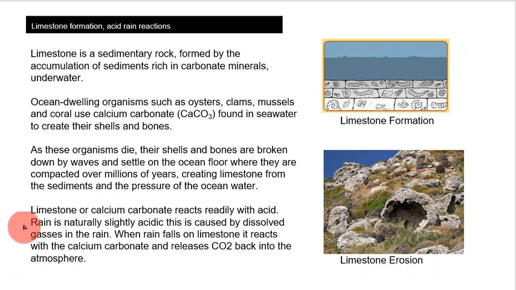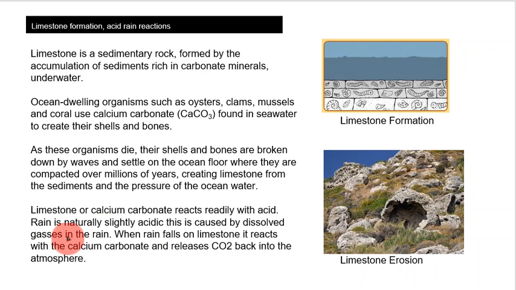Limestone, or calcium carbonate, reacts very readily with acid. For example, rain is slightly acidic. This is caused by dissolved gases in the rain.